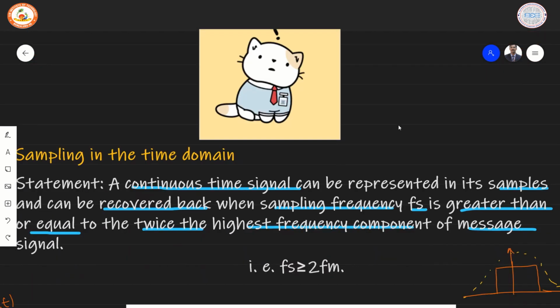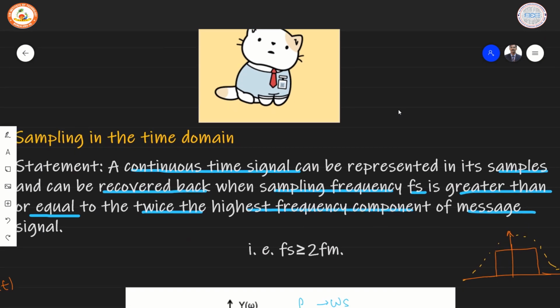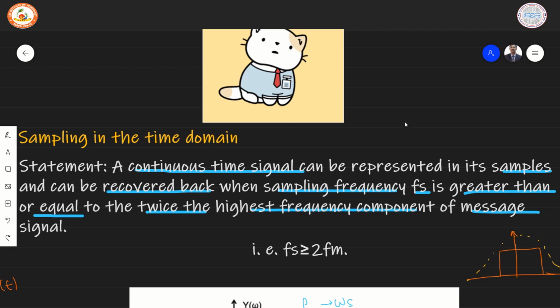To assist in this particular process, we have something called the sampling theorem. Now, the statement of the sampling theorem in the time domain goes something like this. A continuous time signal can be represented in its samples and can be recovered back when the sampling frequency Fs is chosen to be greater than or equal to twice the highest frequency component in the message signal. If the message signal has the highest frequency component denoted by Fm, then the sampling frequency Fs should be twice or more than that particular value.